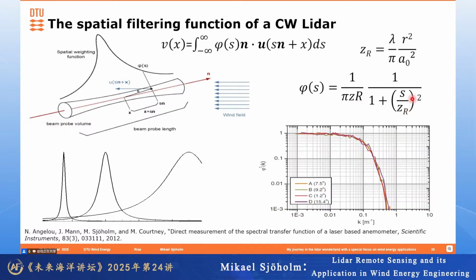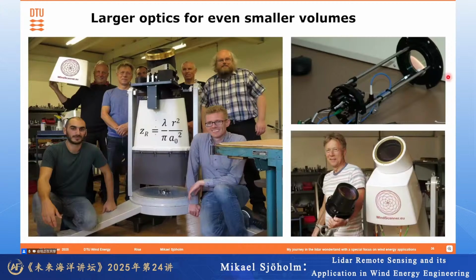like this. You have a Rayleigh range. This is actually the half width of the full width half maximum. It's described by the Rayleigh range. It depends on the distance from the lidar to where you measure, and also the opening size of your telescope. And from that, you can then understand that by making a bigger telescope, you can reduce the sampling volume at a given distance. So that we have done.